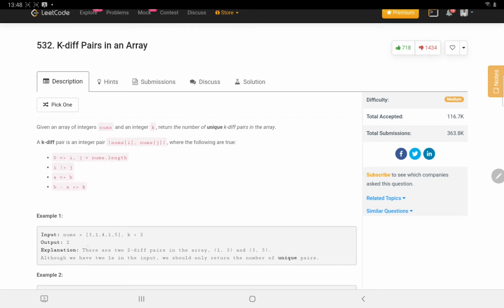So you can see this example right here. We have two pairs. One is 1 3 where the difference is 2. Another one is 3 5 where the difference is 2. So our output is 2 here.